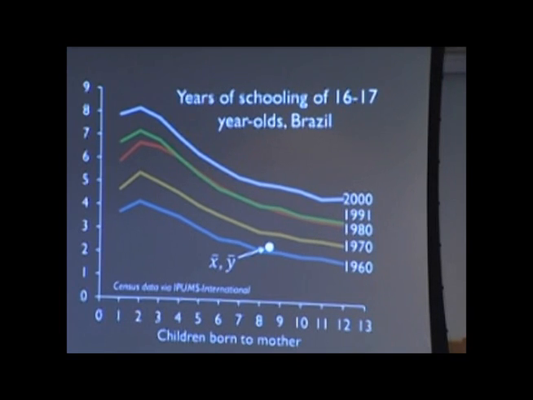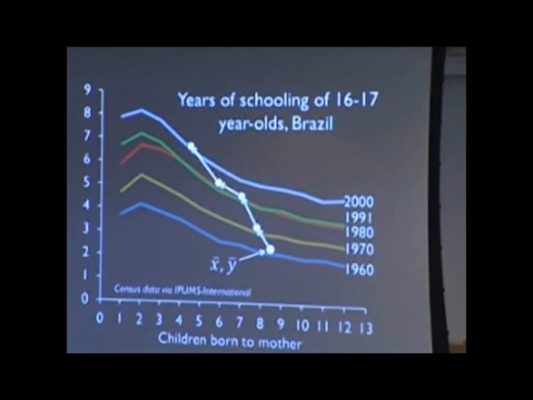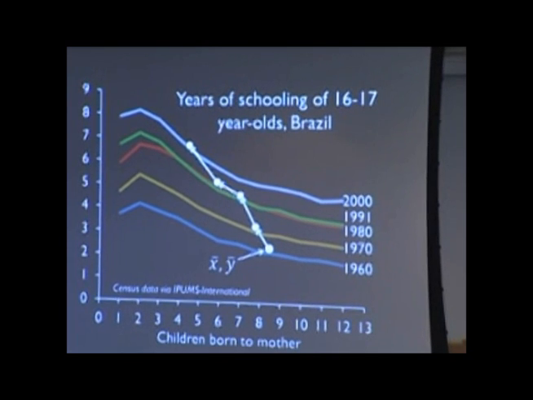You can see it's about 8 children ever born to the school-age children. That's how big their mothers' families are. That's how big their families are. And a fertility rate of about 2.5. And as we go over time, then, we move up the graph this way. So each of these is the mean of children ever born and children's schooling as we go up.